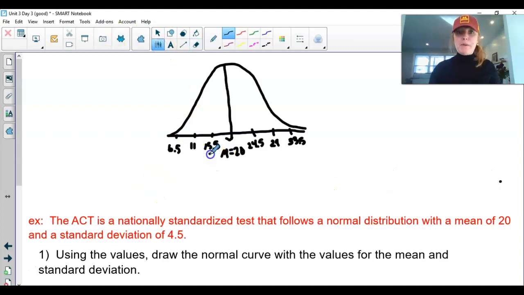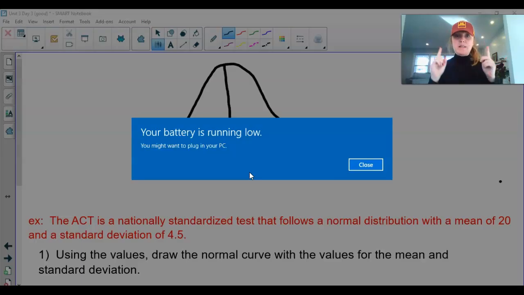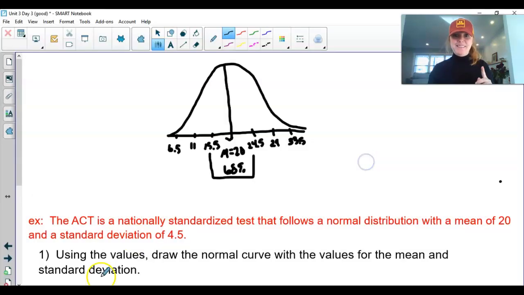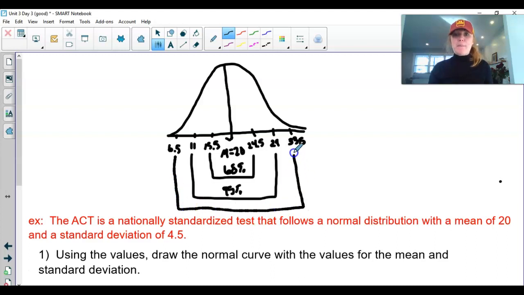What do I remember? I remember that 68% will fall within the first standard deviation of the mean. 95% will fall within 2 standard deviations of the mean. So 95% of people, based on this data, will get an ACT score between an 11 and a 29. 68% of people will get an ACT score between a 15.5 and a 24.5. And 99.7% of people will get a score between a 6.5 and a 33.5.